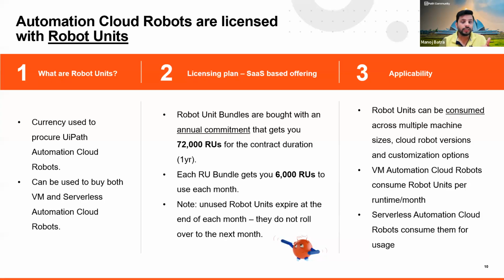So if you don't use that 6,000 RUs, it will not be carried over to the next month. You will get a new 6,000 units in the following month. Whereas for the serverless cloud robots, the amount gets deducted per execution run. We'll see in the later part of this demo how this gets deducted. So these are the two things where this particular feature comes in handy.